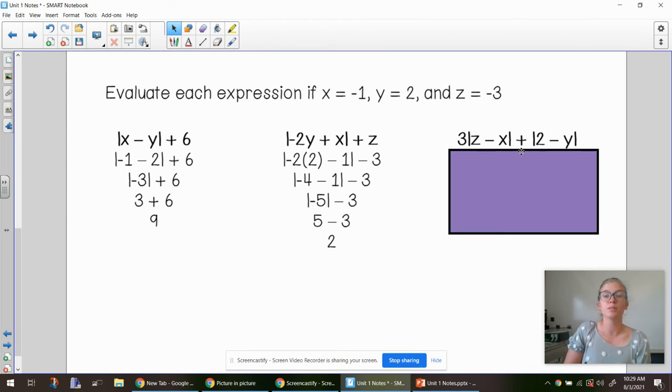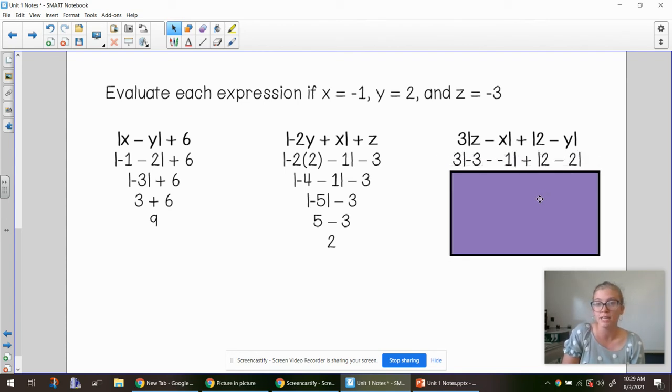I really wanted to include this last one because this last one is a good example of a mistake a lot of students make. So we'll start by substituting in all of our values. So we have negative 3 minus negative 1 and 2 minus negative 2. So we substitute in for z, x, and y.